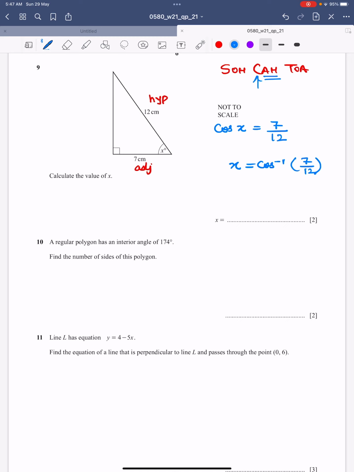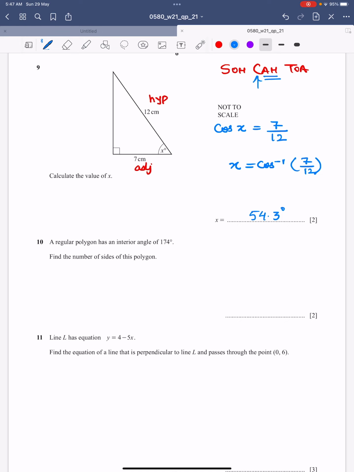So you use the calculator. You have to press shift and cos, that will give you cos inverse, and in bracket write 7 divided by 12 and you get the answer as x is equal to 54.3 degrees. Next question, question number 10.